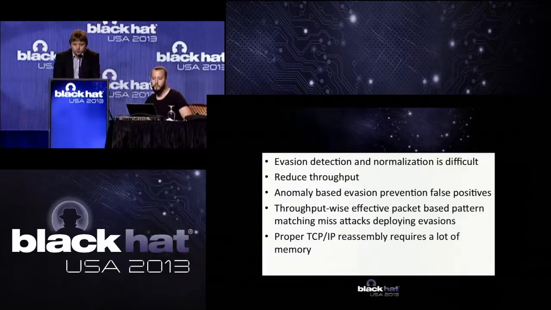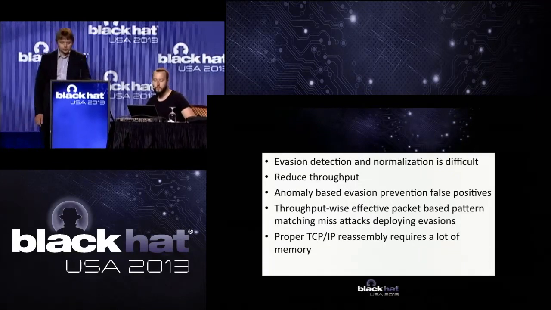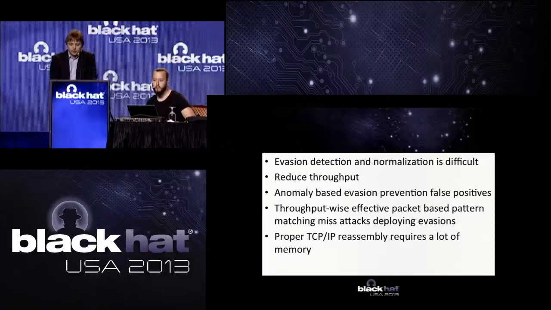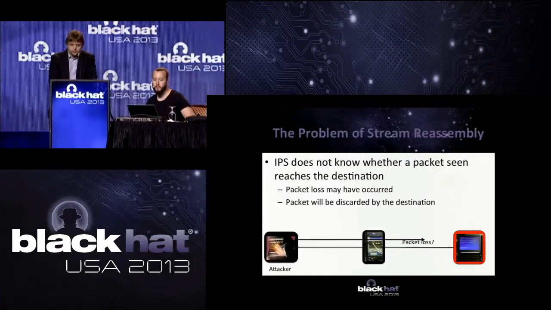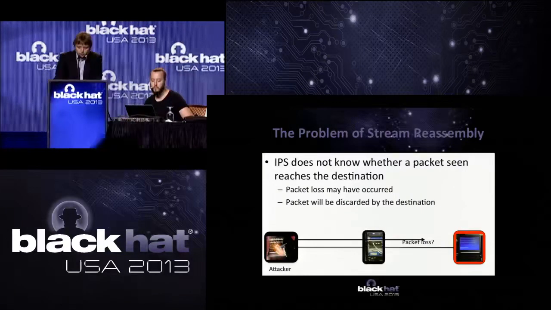Well, detection normalization is really difficult, and it reduces throughput. Anomaly-based evasion prevention leads to false positives. If we do throughput-wise effective pattern matching, that actually means ASICs deploying evasions. And proper TCP/IP reassembly requires lots of memory. Regarding TCP stream reassembly, there is one problem that is really difficult to solve.